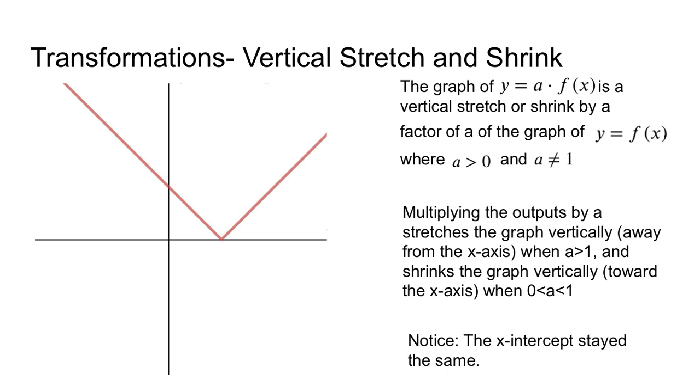The word stretch or shrink is simply going to be referred to based upon the value of our a value, which I'll get to here in a minute. So the general form for this vertical stretch or shrink is going to be y equals a times f of x. And for us, that means y equals some number times the absolute value of x. So you're going to see a number in front of the absolute value of x. When you see this, it basically means that our slope is going to change. And I'll show you that here in the next problem.